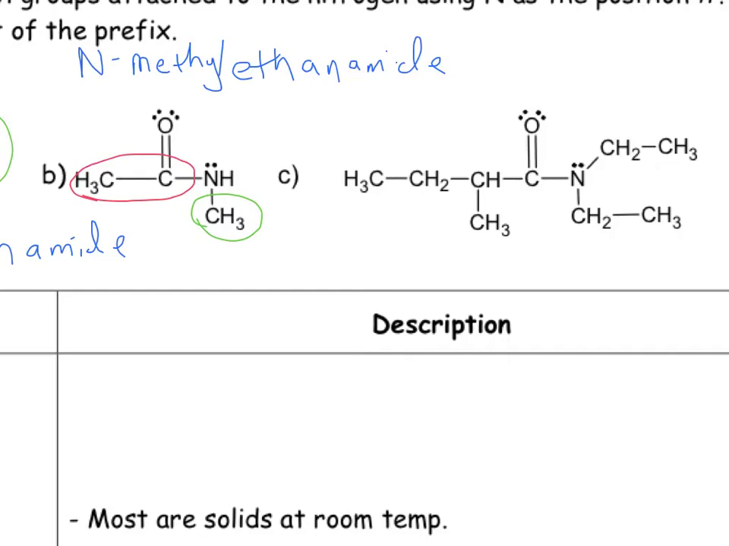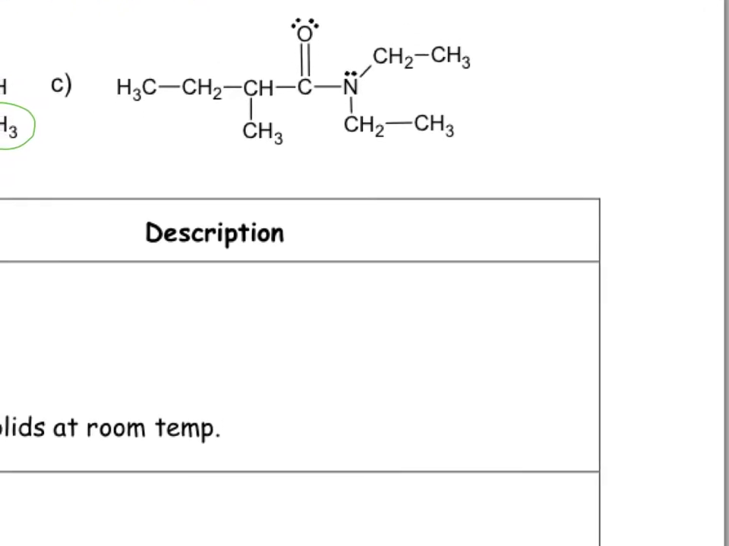Pause the video and write the name for molecule C. Here's the answer for molecule C. Here's my C double bonded O, so the carbon chain attached to it will be my parent chain. Because it consists of 4 carbons, I get the root but. There's single bonds between those carbons, so an, and then I use the suffix amide.